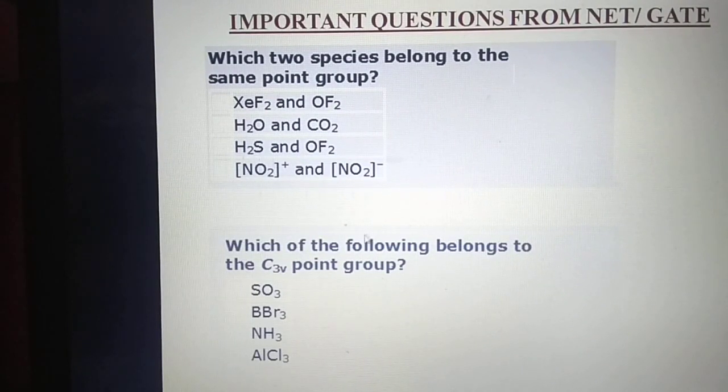Okay, next one. Which of the following belongs to C3v point group? Okay, as we have already discussed, in this case, SO3 is a planar molecule, where sulfur is bonded to 3 oxygen by double bonds and there is no lone pair on sulfur. Again, the geometry of BBr3 is same, it's a planar molecule. AlCl3 is a planar molecule, but ammonia is not a planar molecule. Hence, the result of this question is ammonia, and we have already discussed in this lecture that ammonia belongs to C3v point group.